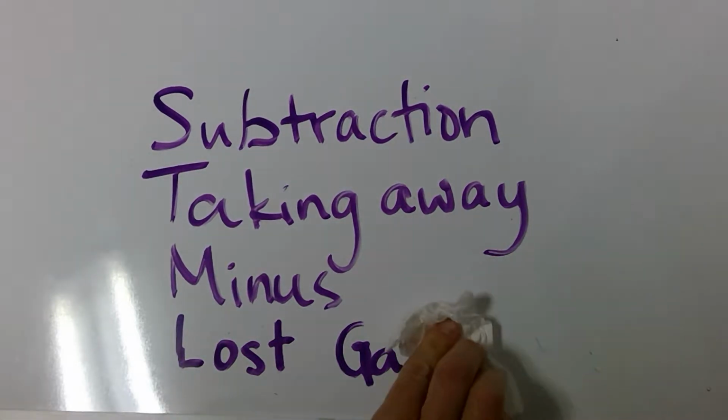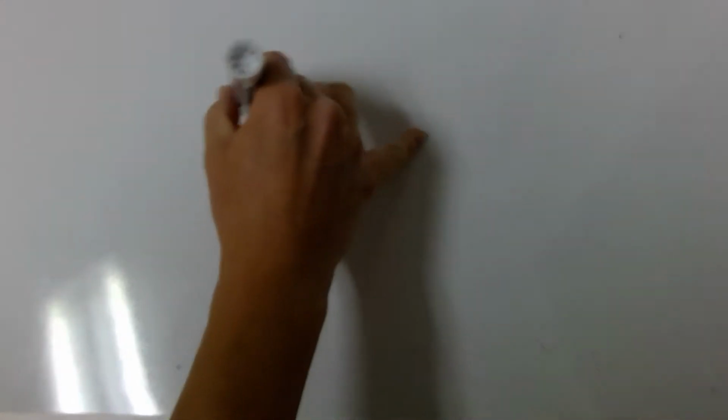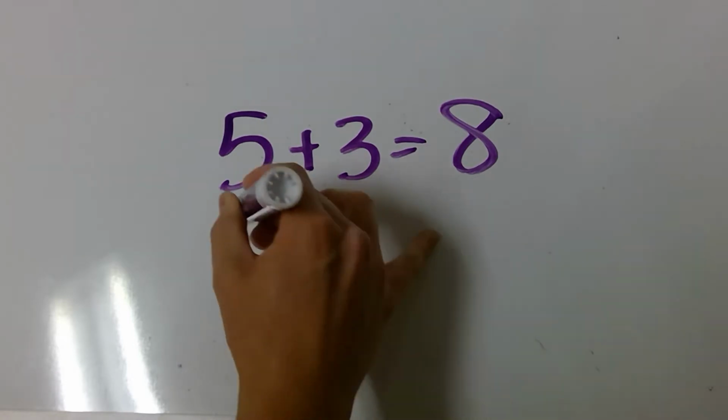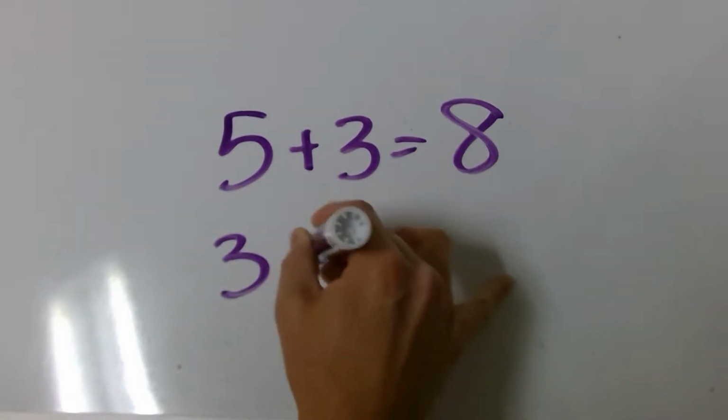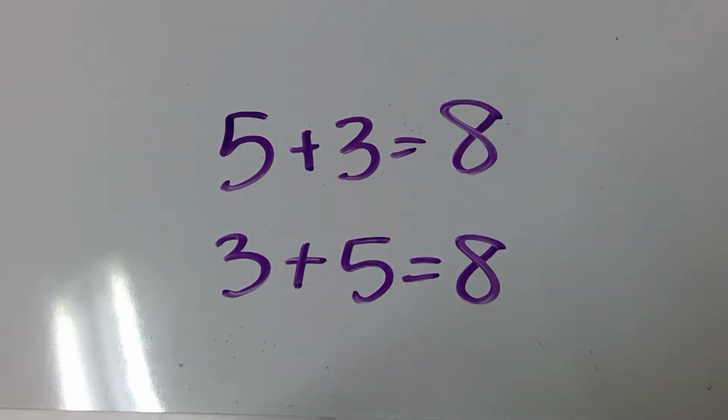Now, something important to remember in subtraction is order really matters. In addition, the order doesn't matter, like this. 5 plus 3 equals 8. And I can flip it around because the order doesn't matter, 3 plus 5, and it equals 8. In subtraction, you cannot do that. You have to keep it in the same order.